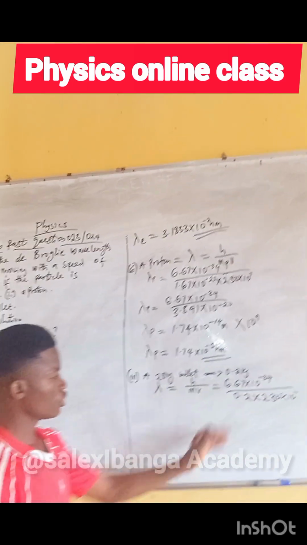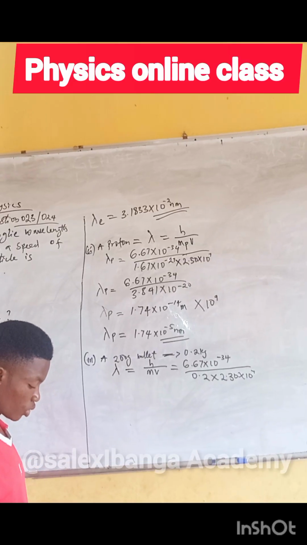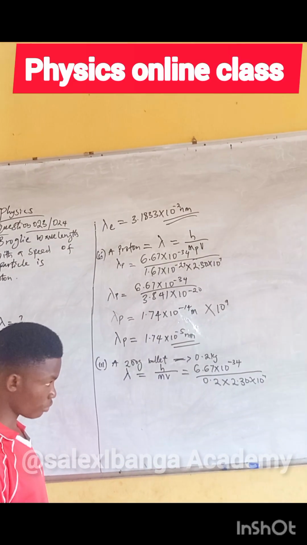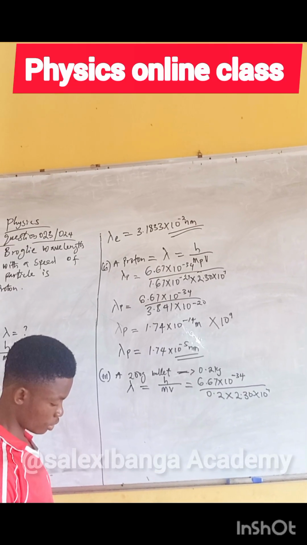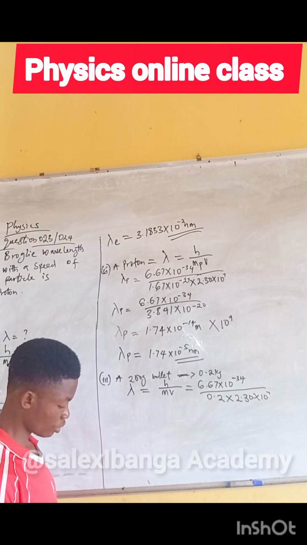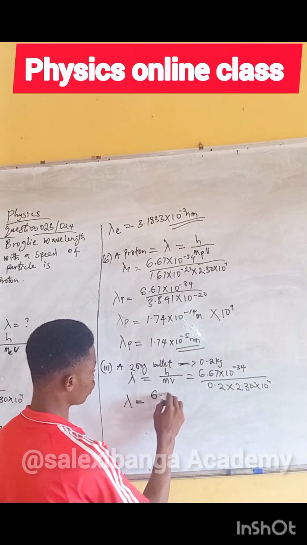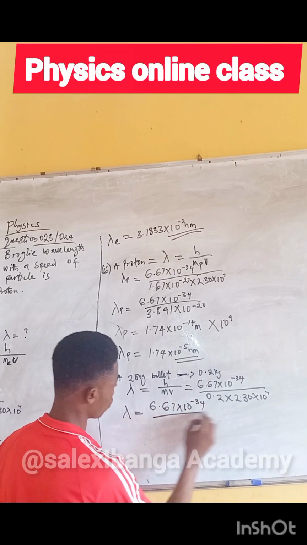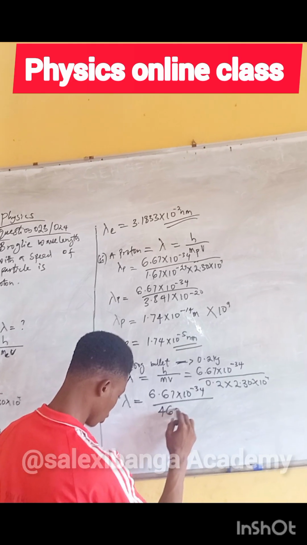If I take the denominator, let's see what we have: 0.2 times 2.30 times 10 raised to the power 7. So we have that our lambda is 6.67 times 10 raised to the power minus 84 divided by our denominator, which is giving us 460.